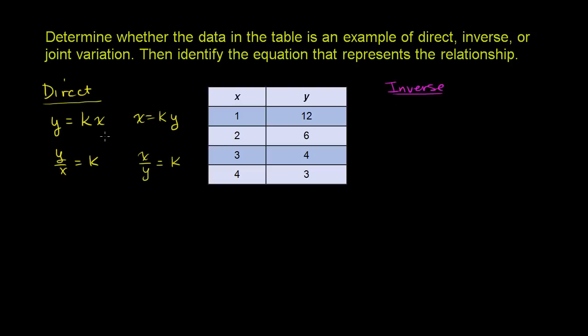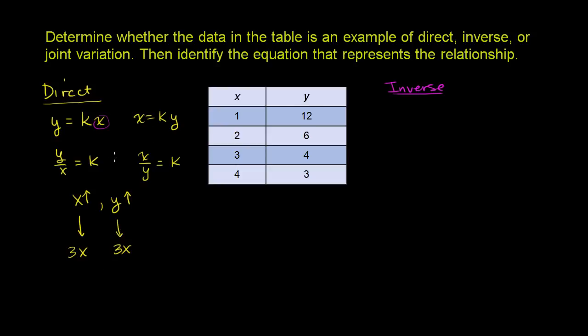And before I even talk about that, let's think about the telltale signs of direct variation. If x increases, y should increase, and vice versa. The other telltale sign is if you increase x by some factor. So if you have x going to 3x, then y should also increase by that same factor.